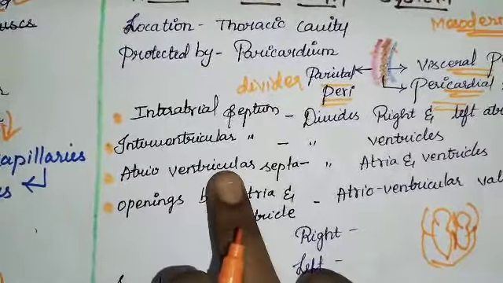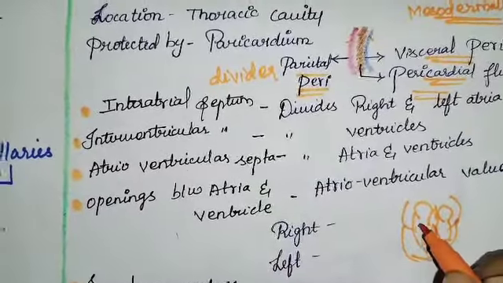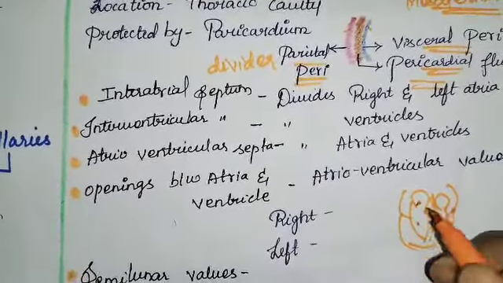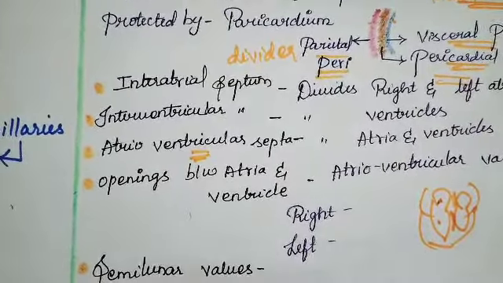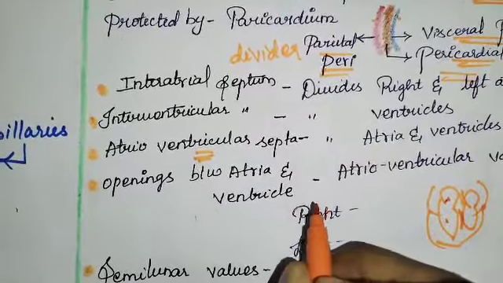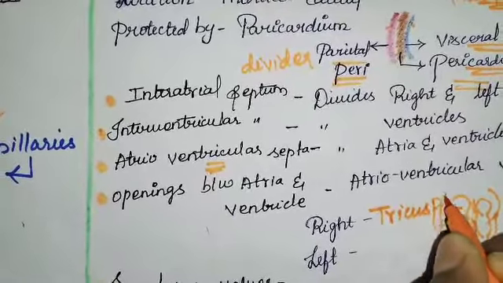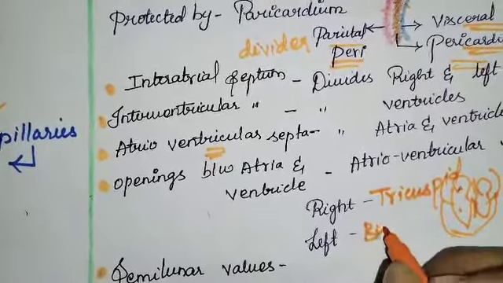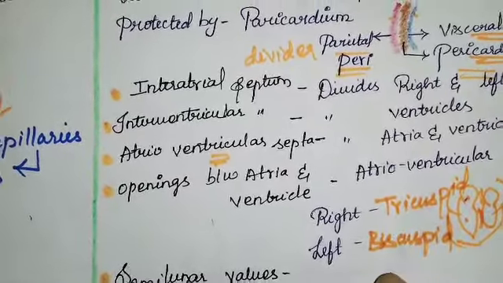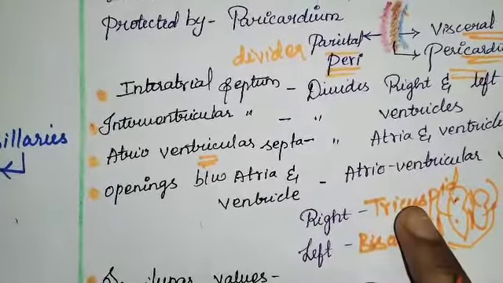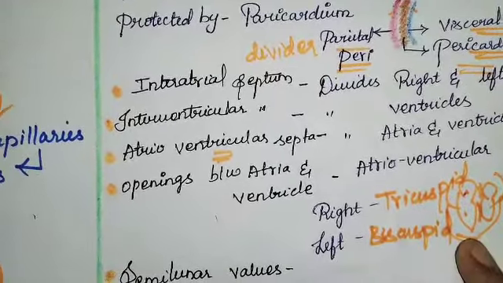And the atrioventricular septum is the septum between the atria and ventricles. But one thing to know is that this atrioventricular septum has some openings. I will tell you further. These openings are the tricuspid and the bicuspid. Why are they named tricuspid and bicuspid? The right side of the atrium has the tricuspid opening to the ventricle, and the left side of the atrium has the bicuspid opening to the left ventricle.